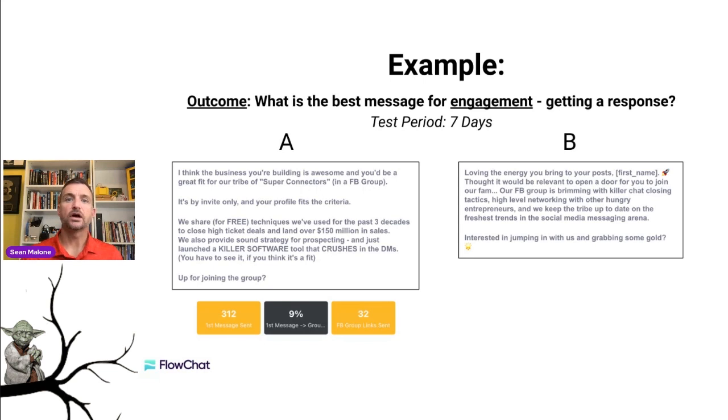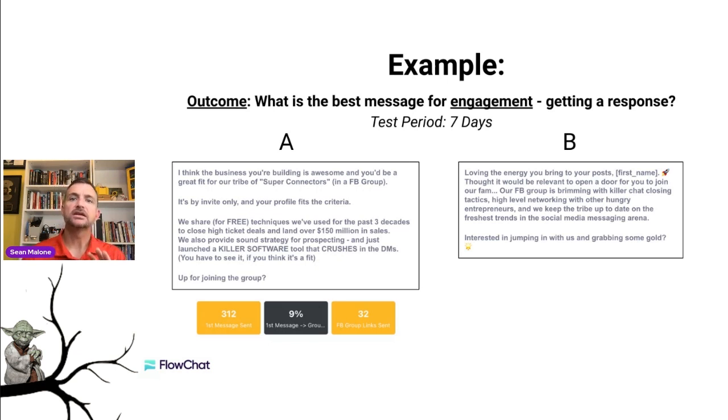What are the results? Well, our A message, in that 7-day period, we sent 312 initial messages. 32 of those people of the 312 actually responded and said, yeah, I would be up for joining your group. So that's a 9% success rate for engagement, right? So that's the number we're looking for.